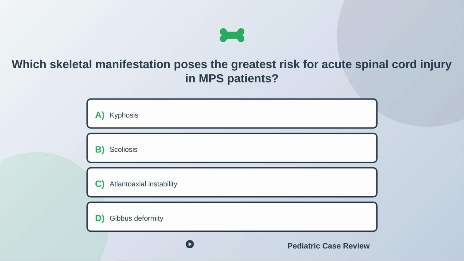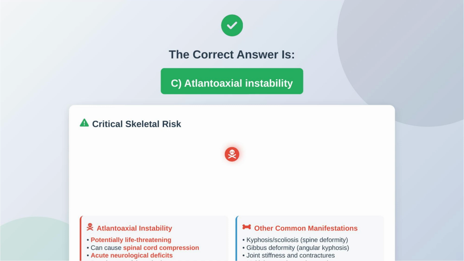A. Kyphosis, B. Scoliosis, C. Atlantoaxial instability, or D. Gibbous deformity? The correct answer is C.